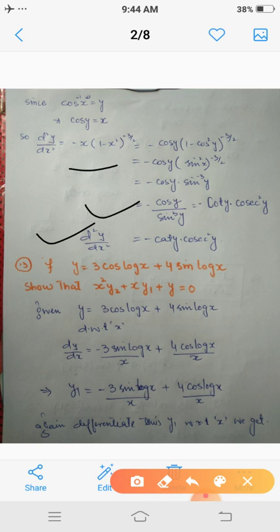So this means that this d2y by dx square is completely in y's. Hence d2y by dx square is minus cot y into cosec square y, which is the required result.